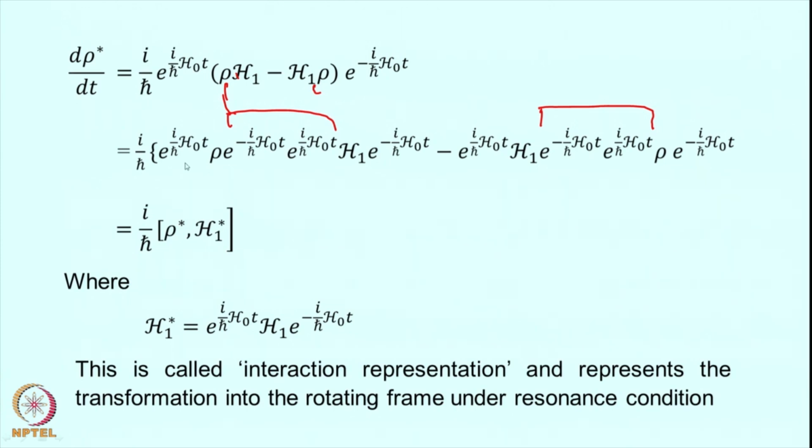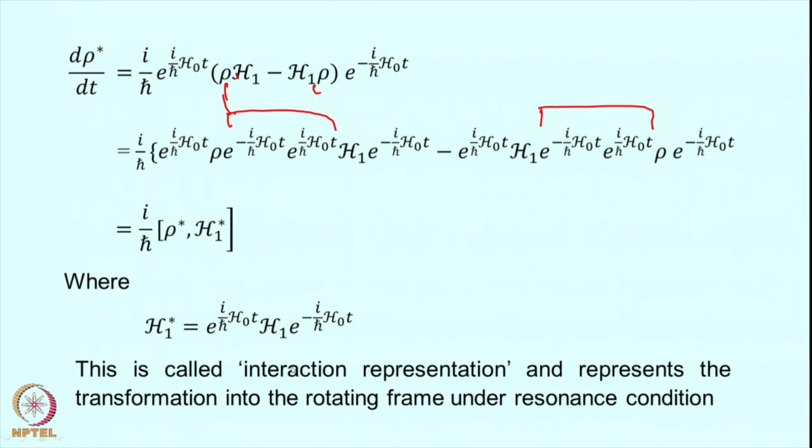I got here rho star H1 star minus H1 star rho star. So that is basically my commutator of rho star and H1 star. Therefore d rho star by dt is I by h cross times the commutator of rho star comma H1 star, where H1 star is e to the I by h cross H naught t, H1, e to the minus I by h cross H naught t. Now this is called the interaction representation.